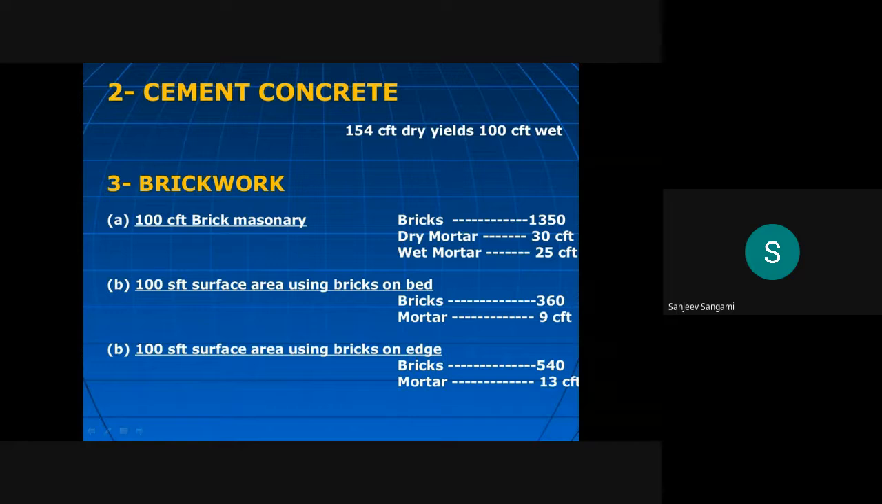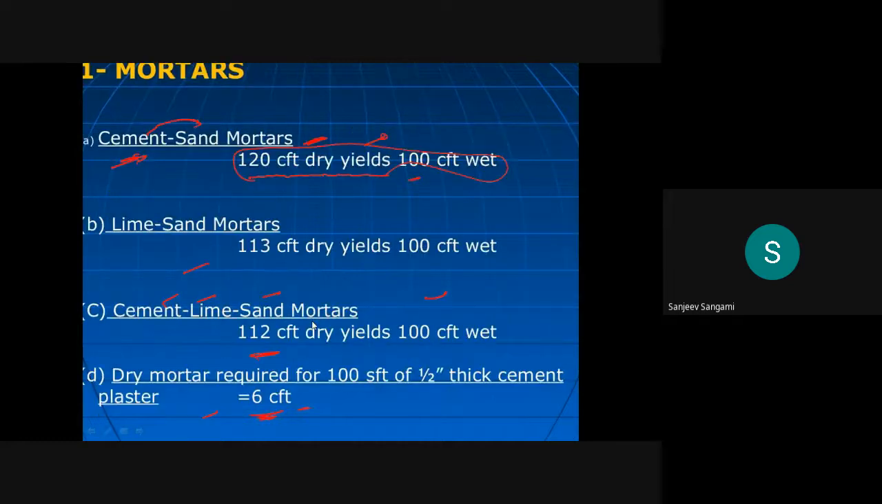Welcome to JC Connect. In the previous class, we were discussing some of the terminologies and relations with respect to cement to sand ratios, lime to sand ratios and cement lime sand mortars. When it is in dry conditions, how much is it going to weigh? For example, in terms of volume, calculating dry and wet, what will be the relation that we were discussing.